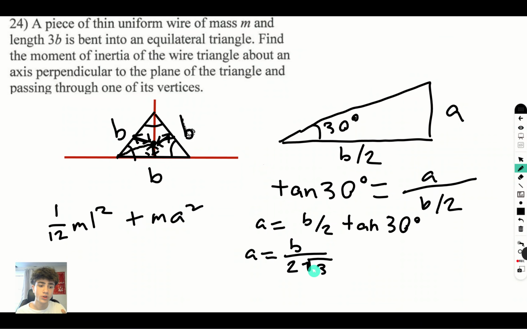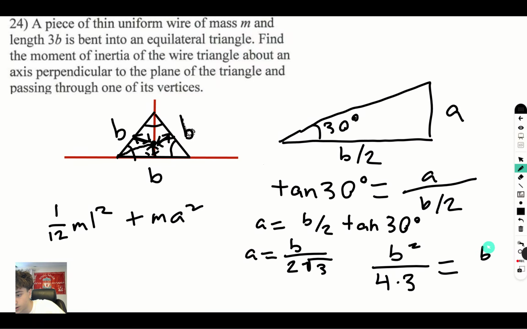Now, what we're going to want to do here is plug in our value for a in here. So if we're looking for a squared, that'll just be b squared over 2 squared times root 3 squared, which will be b squared over 4 times 3, which is b squared over 12. So our value for a squared is going to be b squared over 12.